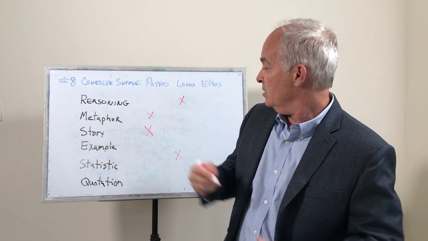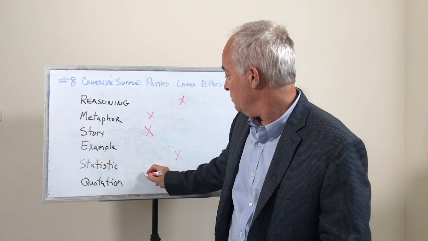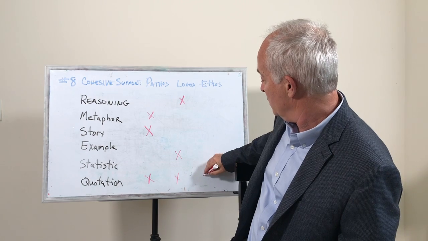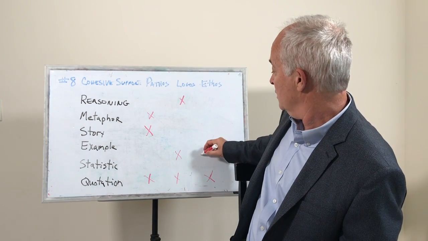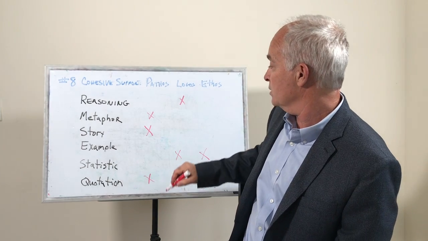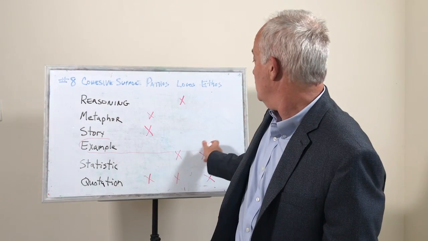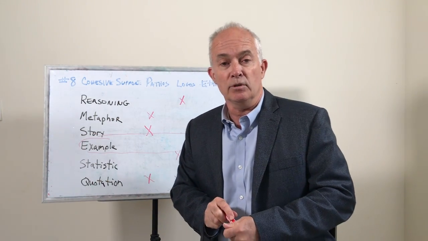A quotation can be either logos or pathos, depending on the type. And it can also build credibility, because if you quote someone who's an expert, it's going to build credibility as well. Statistics can add ethos depending on your source. Examples can do all three depending on what type of example you use.